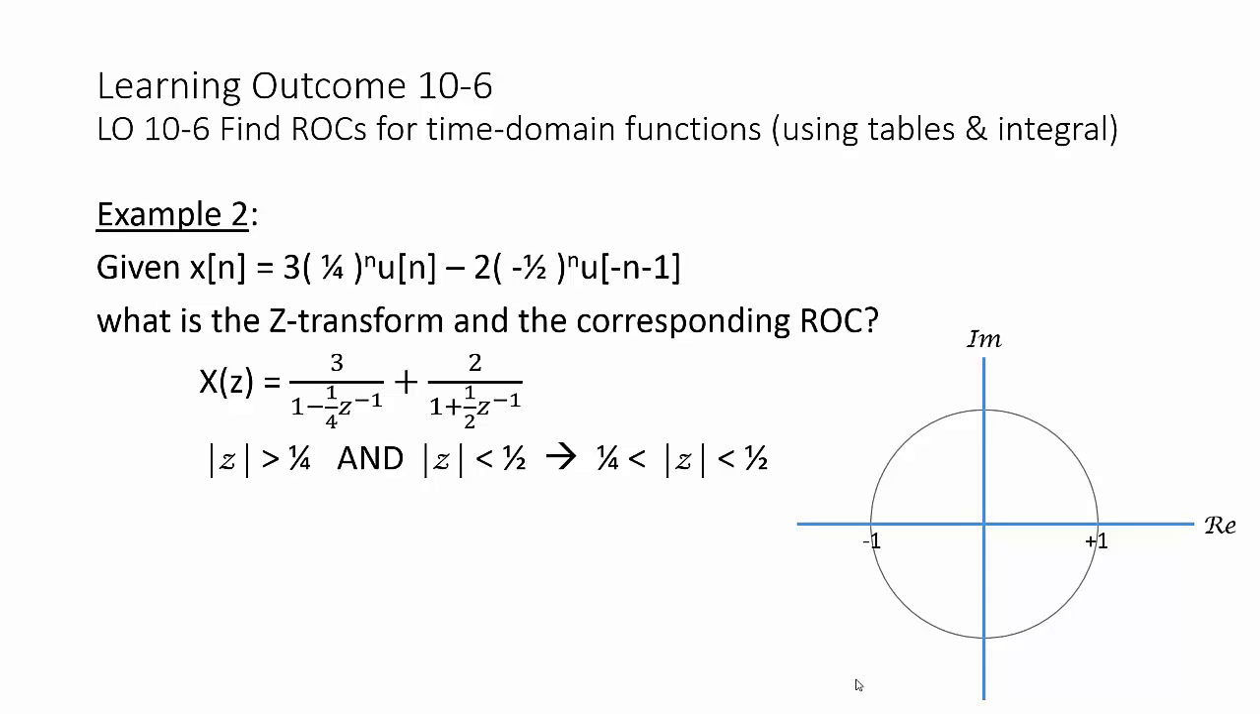Let's look at this ROC graphically. Greater than 1/4, again, is talking about being a distance of 1/4 away from the origin. All of our ROCs for the z-transform have a round boundary, whereas for the Laplace transform, they all had vertical line boundaries. And the other condition is that the magnitude of z has to be less than 1/2, so we're inside of that circle. Where both of those hold is a region between 1/4 and 1/2.